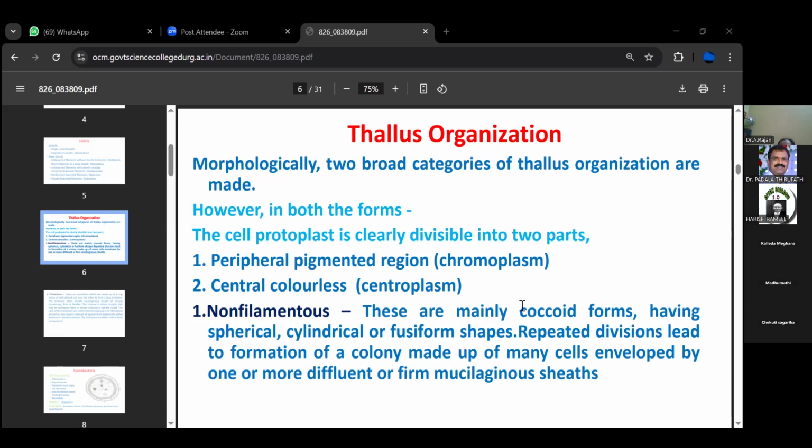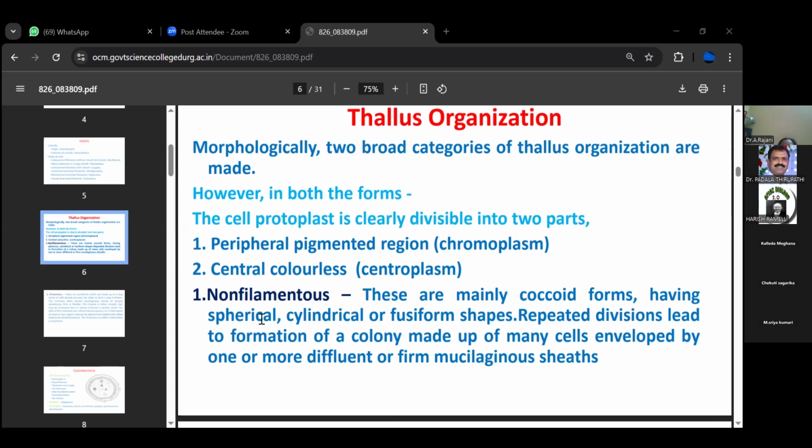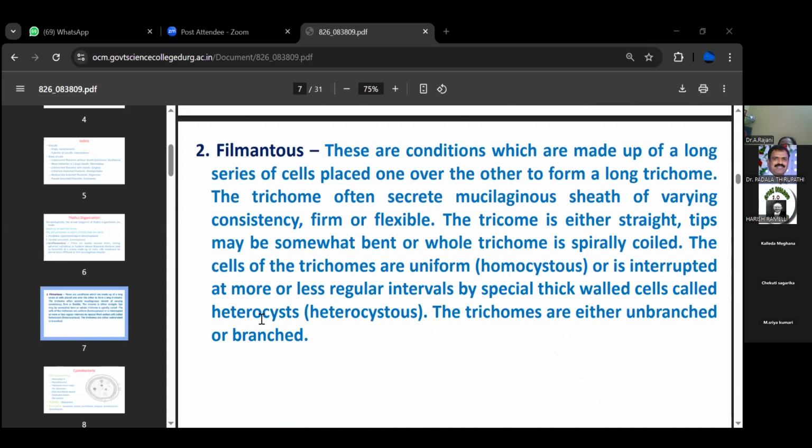Non-filamentous means coccoid forms. No flagella. That's why this is non-filamentous, coccoid. The structure is spherical, cylindrical, fusiform. Many times two divisions are present. That's why they make up the colony. Many cells are enveloped, one or more different frames, under a mucilaginous sheath. This is non-filamentous. Coming to where the filamentous bodies are in the thallus.